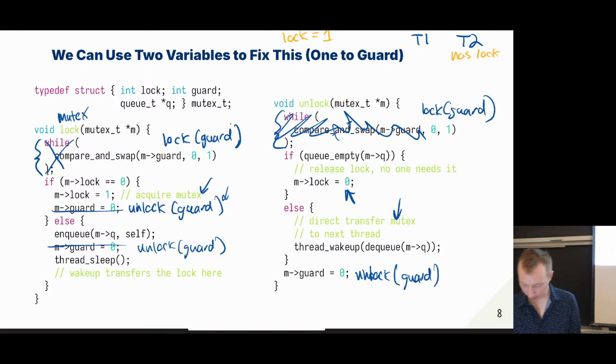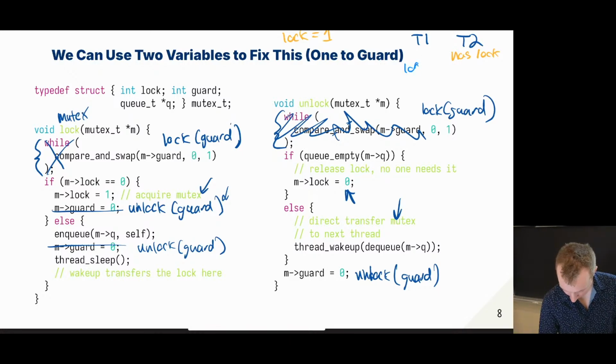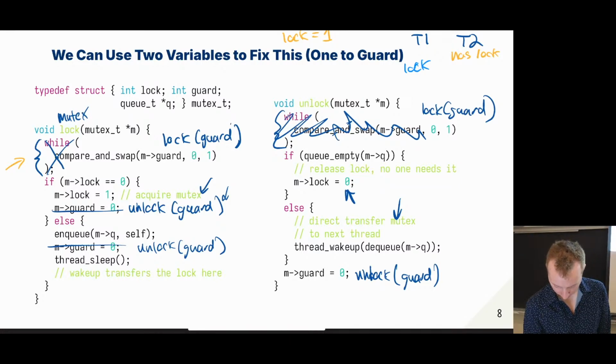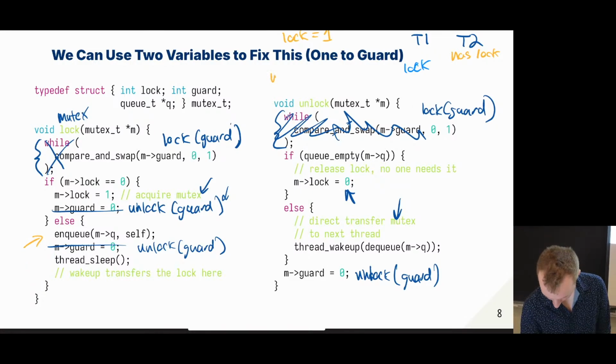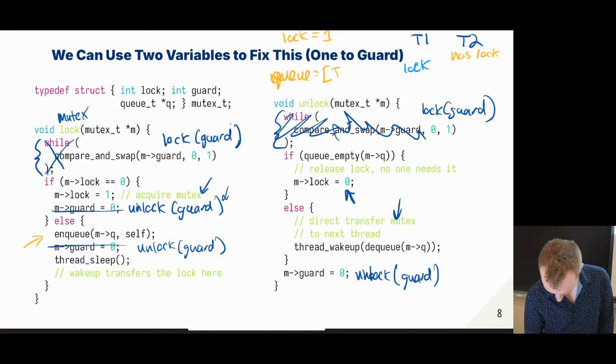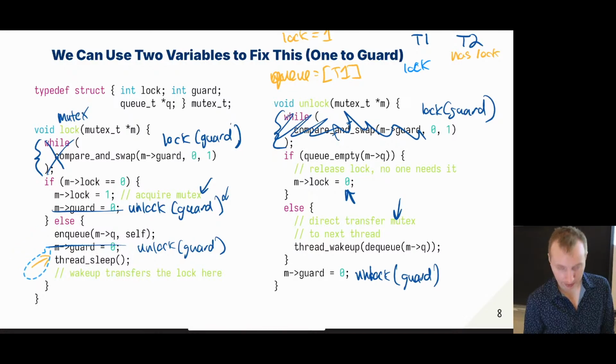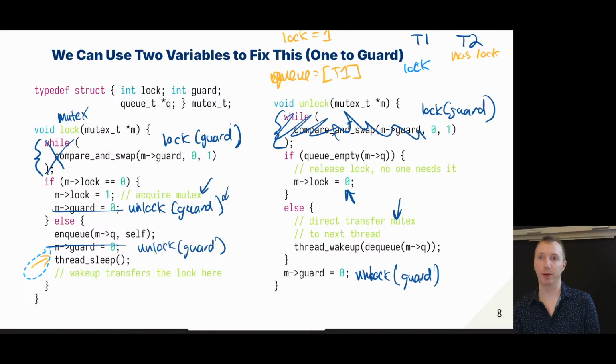So what could happen is if thread 1 calls lock, then it could acquire the guard, no problem. Then check the current value of the lock. Okay, it's 1, so it goes here. It would add itself to the queue. Let's say we have our queue here, and thread 1 gets added to the queue. Then it unlocks the guard, and then it can context switch right before it goes to sleep.